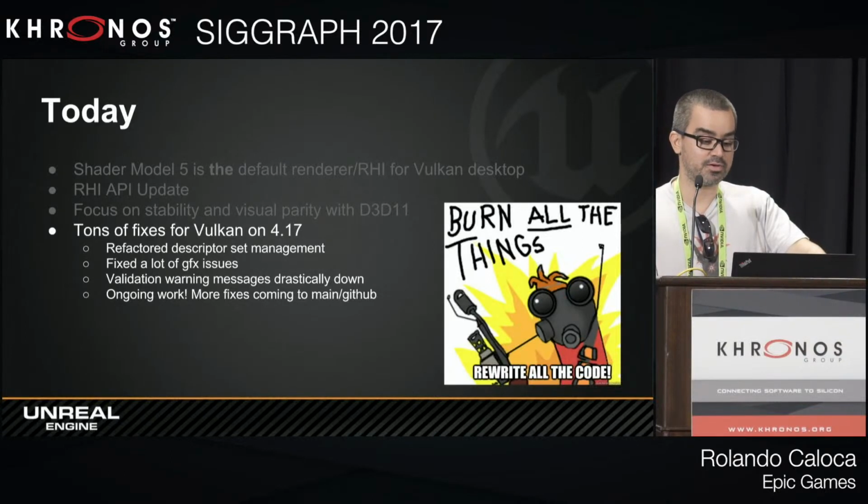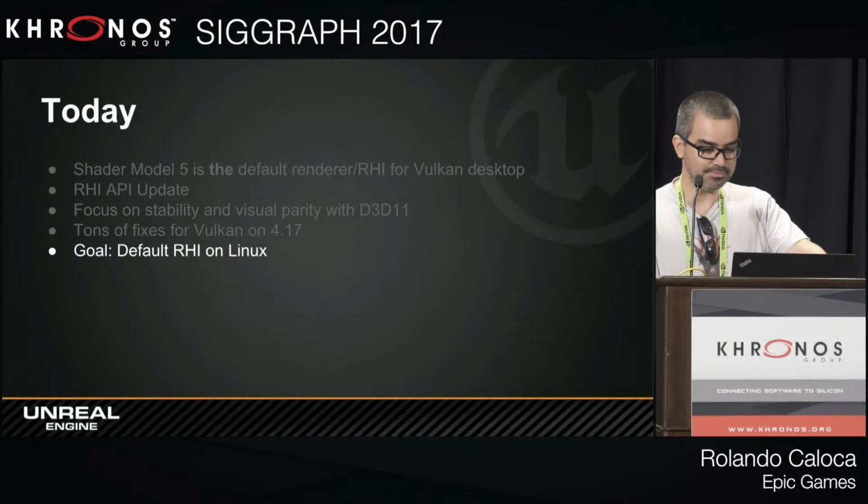And this is for 4.17, which is right now available, the preview. But we missed the cutoff date to integrate more fixes. The latest main GitHub has even more fixes today. So we're going to push like next week, I think. You'll have an even more stable version of the RHI. And our goal is to have it as the default RHI on Linux. So sorry, GL 4.3, but now we're moving to Vulkan.